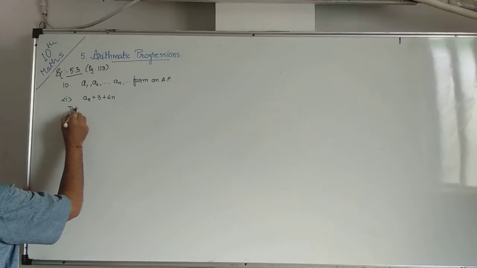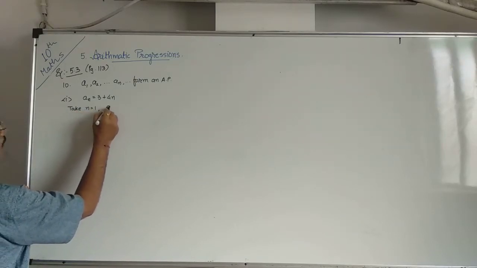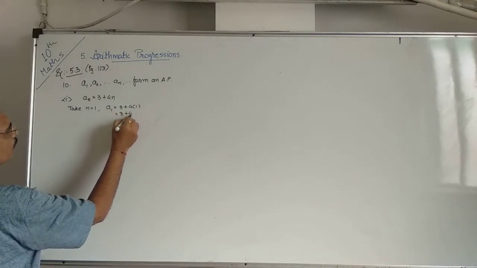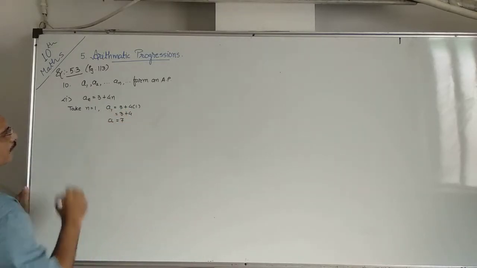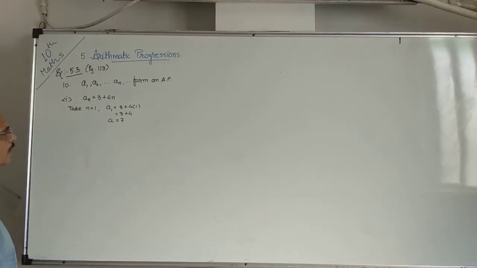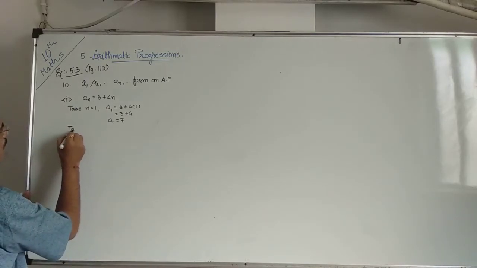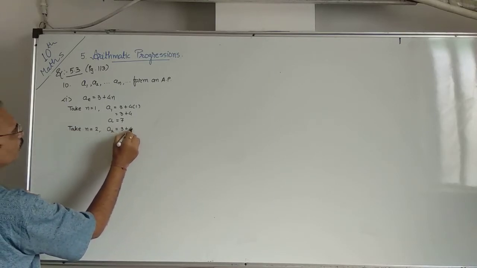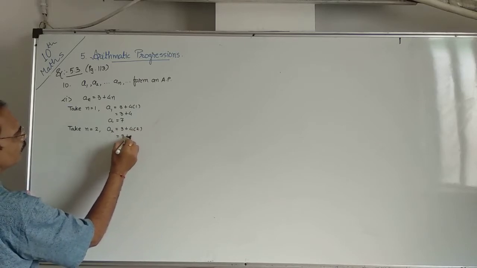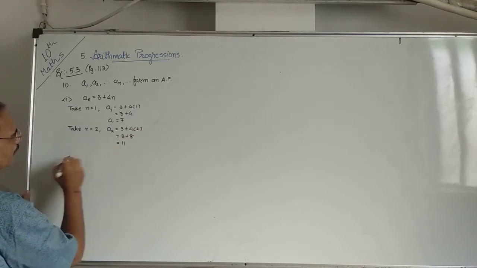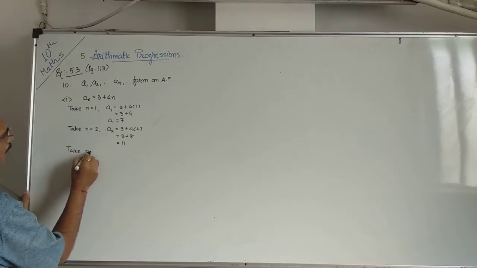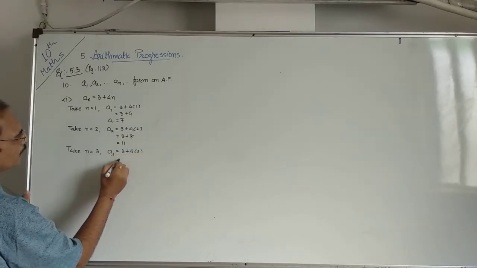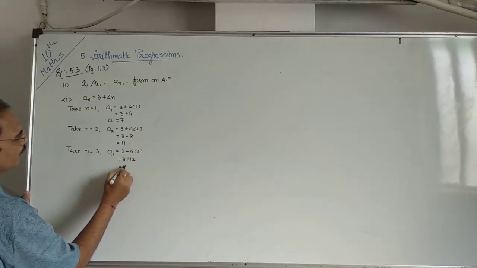Take n equal to 1. So A1 equals 3 plus 4 into 1. 3 plus 4 ones are 4, so A1, which is also called the first term A, is 7. Take n equals 2. A2 equals 3 plus 4 into 2. 3 plus 4 twos are 8, so 11. Take n equal to 3, A3 equals 3 plus 4 into 3, 3 plus 12, that is 15, and so on.